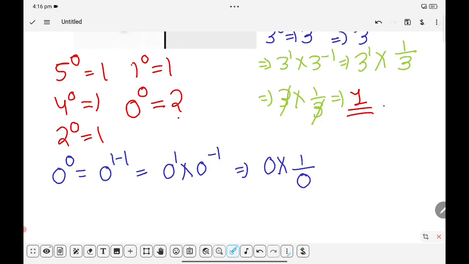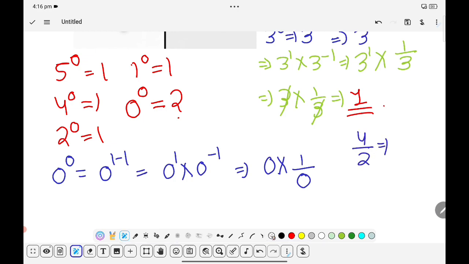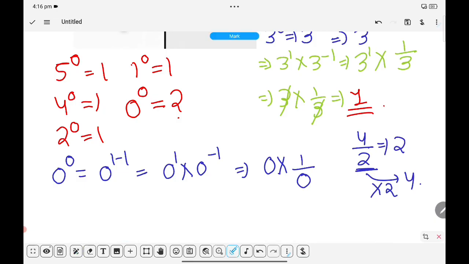Because simple logic: if I write 4 divided by 2, its result is 2. It means that I multiply the denominator by 2 to get 4. If I do the same thing here, by what number shall I multiply 0 to get 1? I don't think it is even possible to multiply any number with 0 to get 1. So the answer is undefined or meaningless. Meaningless means it is not defined. We cannot really get some number.